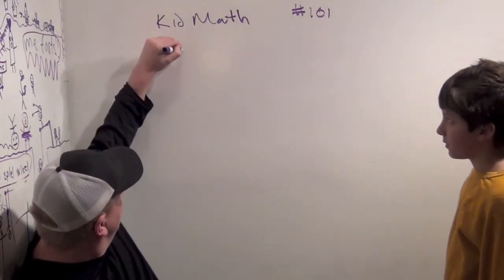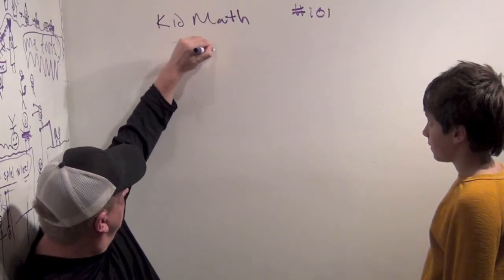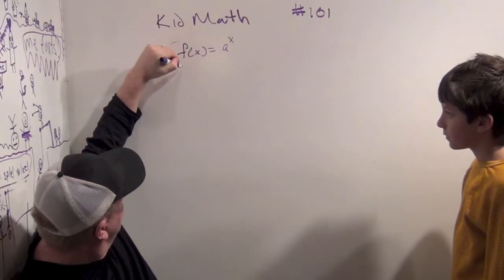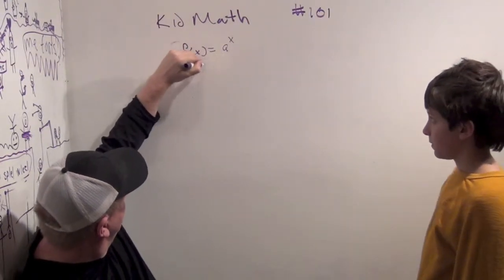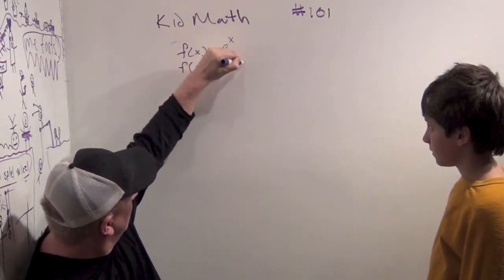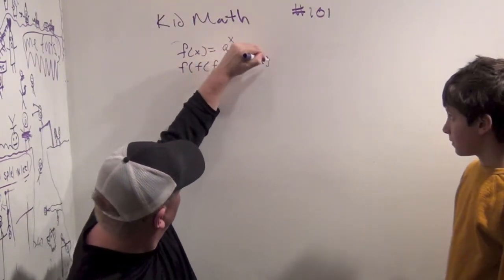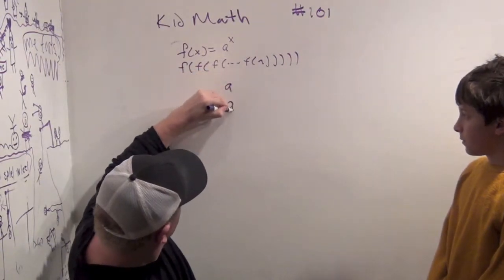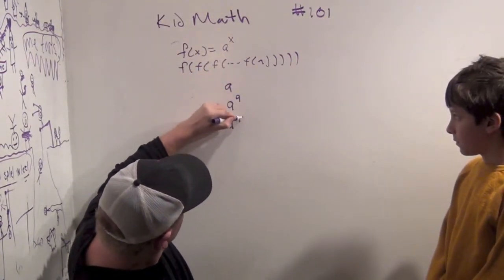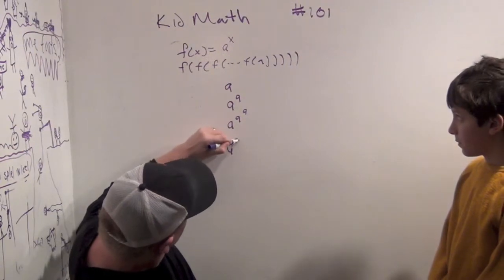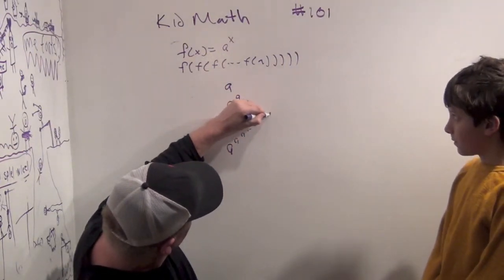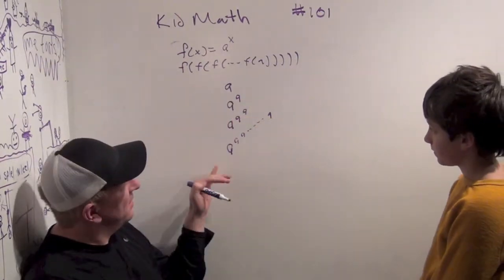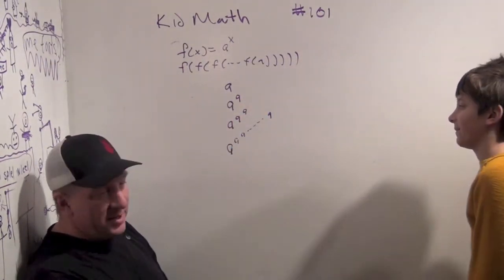And we're going to let f of x equal a to the x. And we're going to do f of f of f of a. So we're going to get this interesting sequence that goes a to the a to the a to the a to the a to the a, dot dot dot, all the way up. And then if we do it for infinity, an infinite tower. Pretty neat, right?